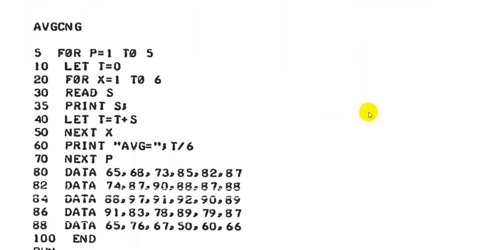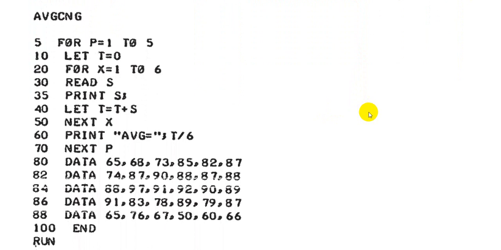This is gross point average, or the AVGCNG source code, which will commence with the AVGCNG encryption as follows. As you can see in front of you, indicated by the following step procedures, it begins with the 10th and ends exactly here with the 100th step procedure.